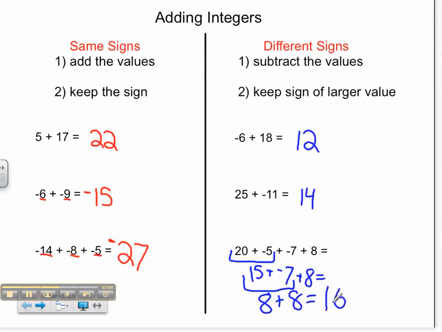And that is how you add positive and negative integers with like signs and with unlike signs.